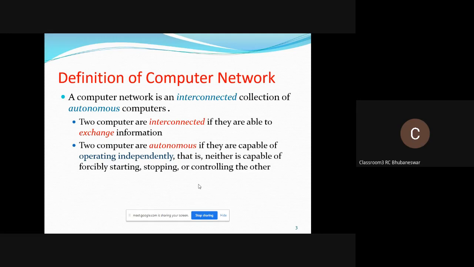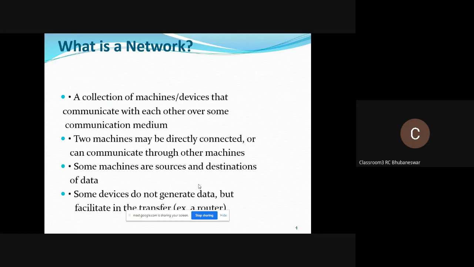And when do we use the term autonomous? Two computers are autonomous if they are capable of operating independently. That is, neither is capable of forcibly starting, stopping, or controlling the other. This is an autonomous machine. The laptop I am using is autonomous. You are sitting in front of your laptop or your mobile device, and that is also autonomous. You decide when to start it and when to stop it.